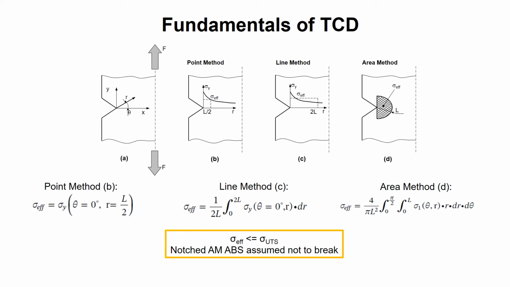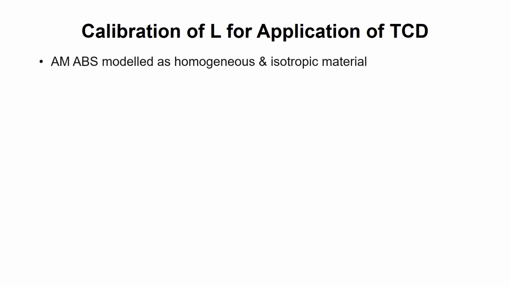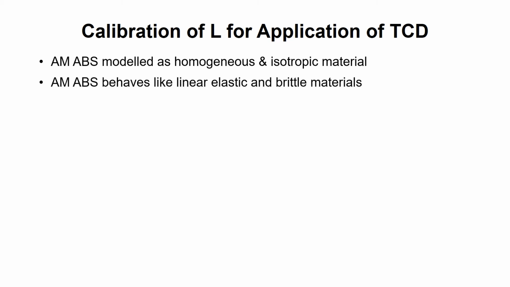So, it is assumed that if the effective stress is less than or equal to the ultimate tensile strength, the notched AM-ABS specimens are assumed not to break. The calibration of critical distance L for application of TCD is as follows. It is assumed that additively manufactured ABS can be modeled as a homogeneous and isotropic material. It is also assumed that the additively manufactured ABS can be modeled as a linear, elastic, and brittle material.